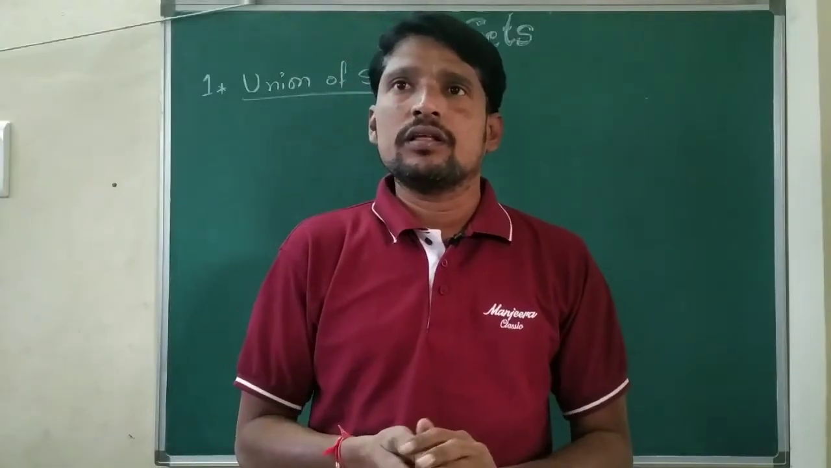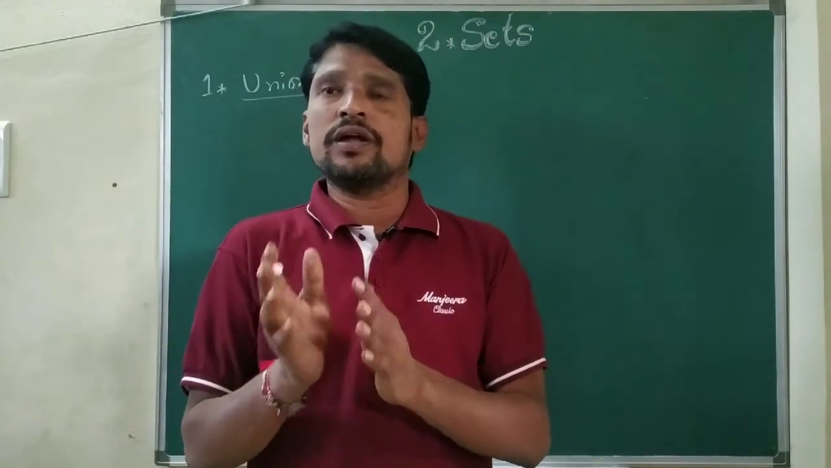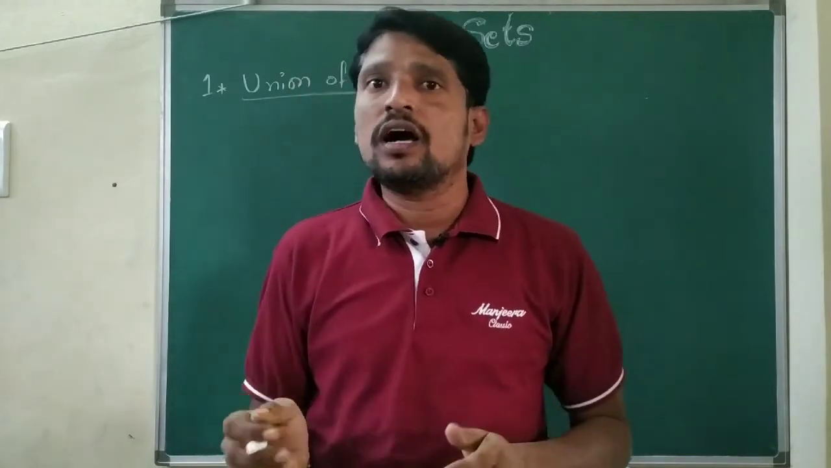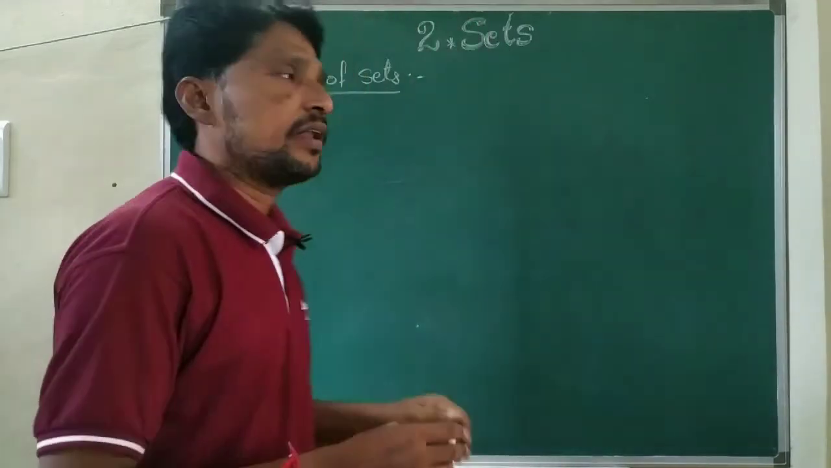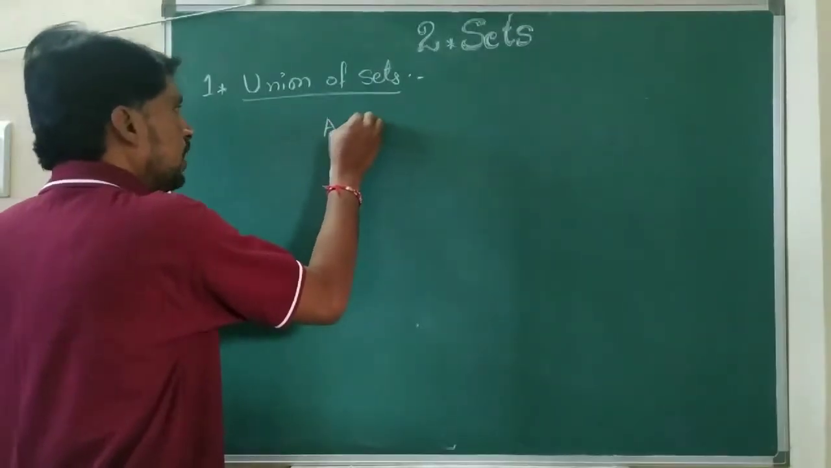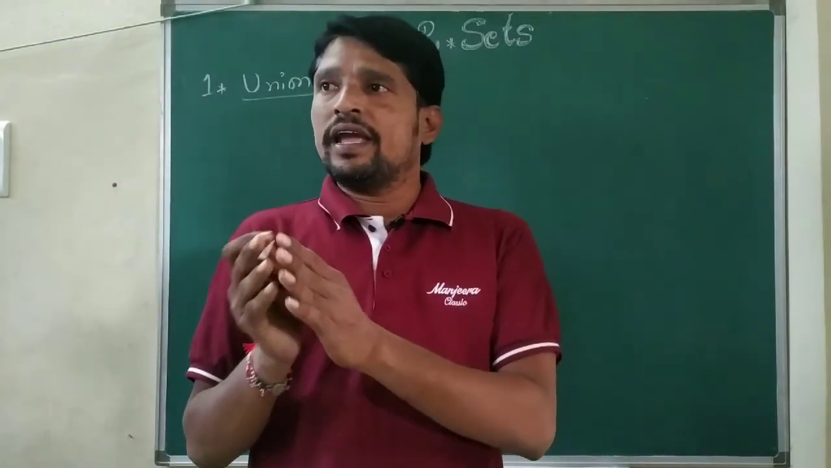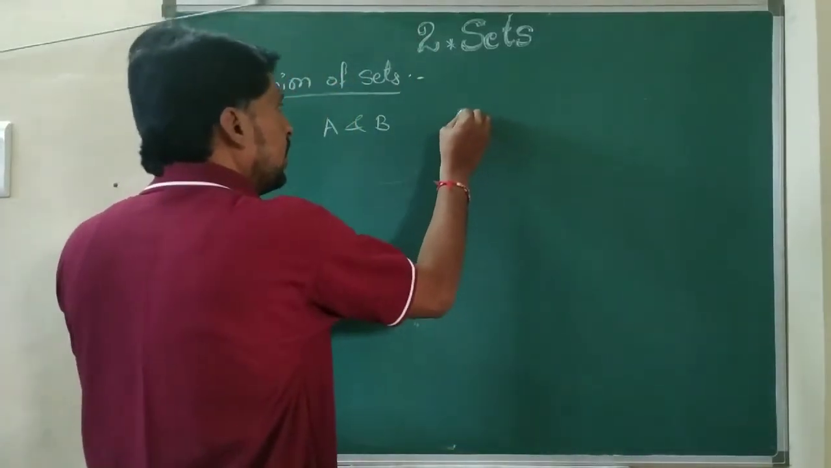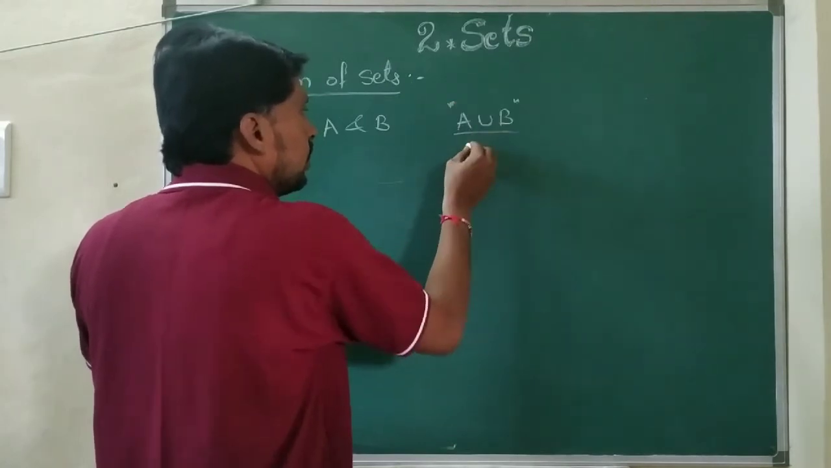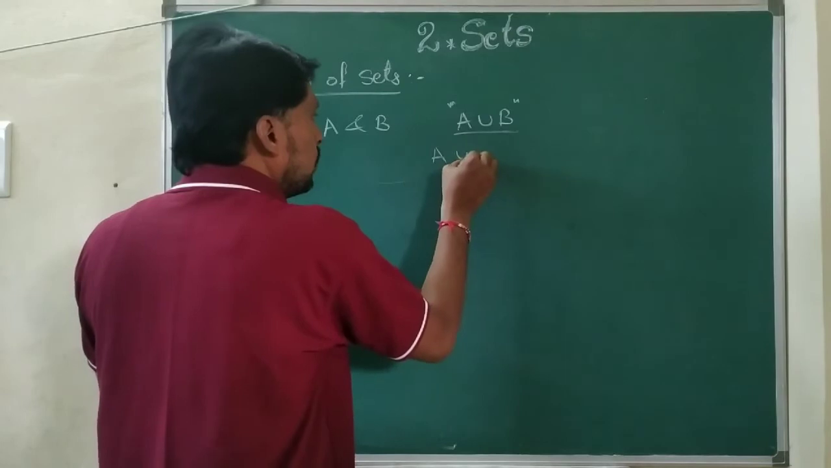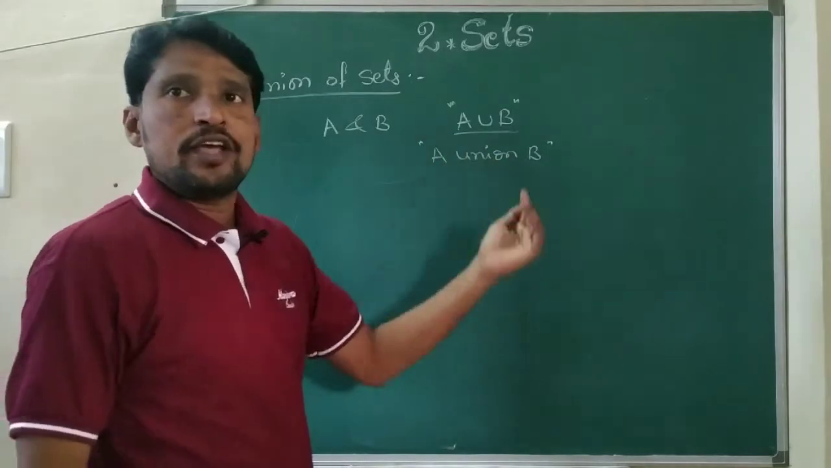The union of two or more sets is the set of all the elements which are either individual or common in both. That is called union of set. If A and B are the sets, the union of the sets A and B is denoted by A union B. So we can read this as A union B.